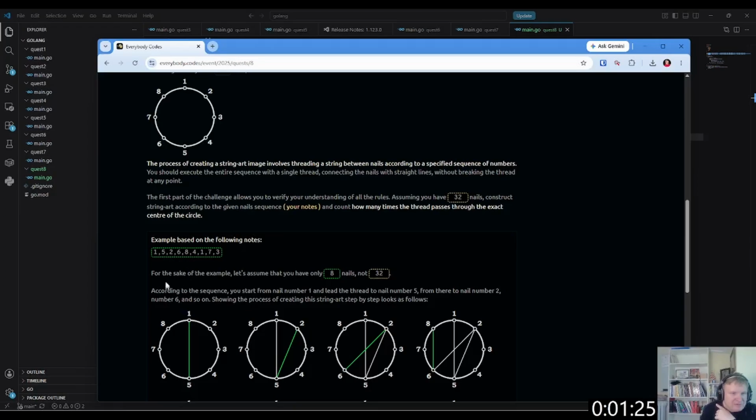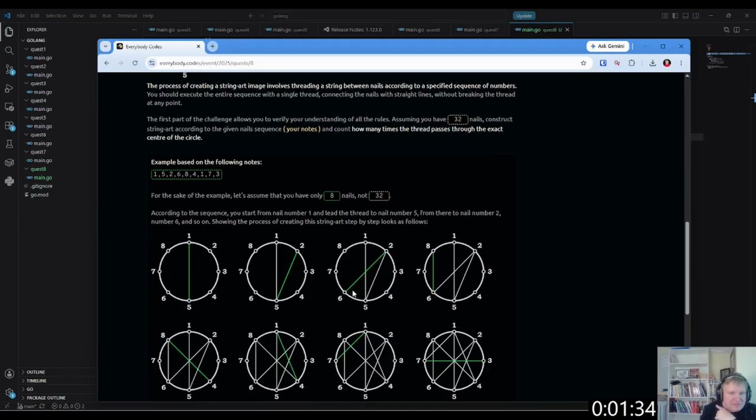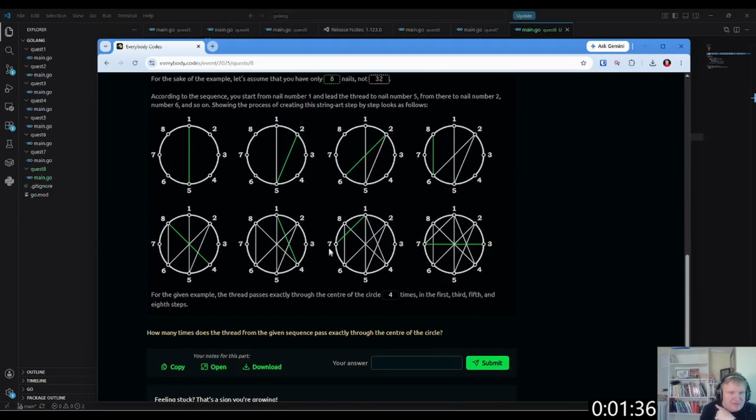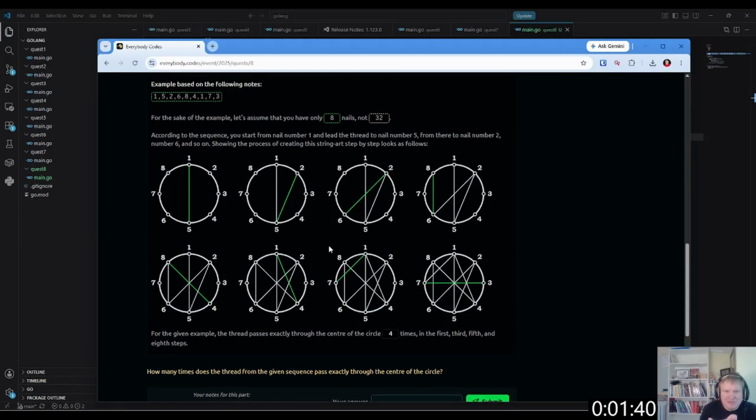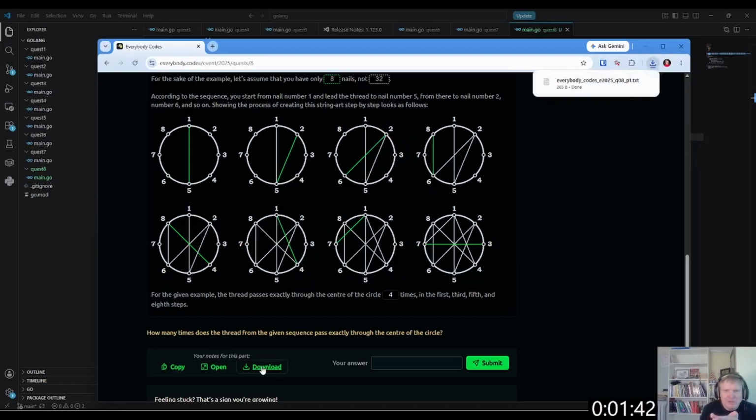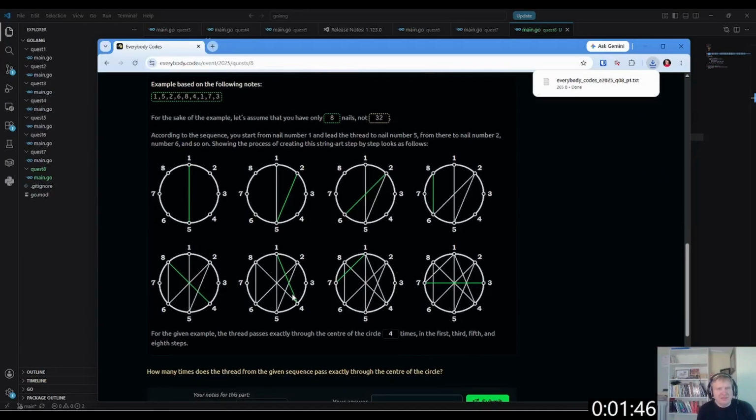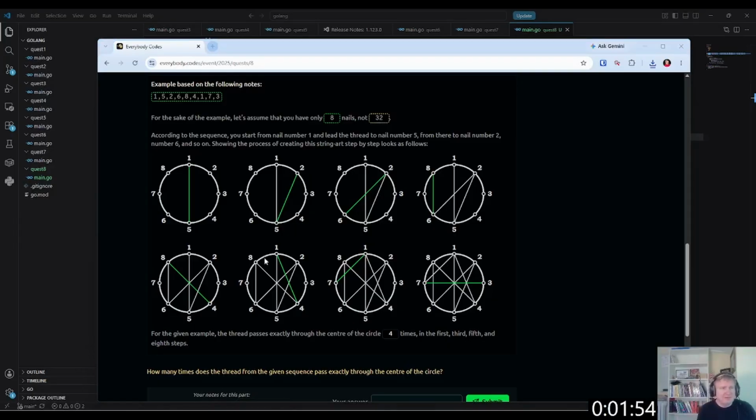So, if we had only 8 nails, then I think it's just count the things, see which ones have something exactly 16 higher or lower than the start point, and you're done.